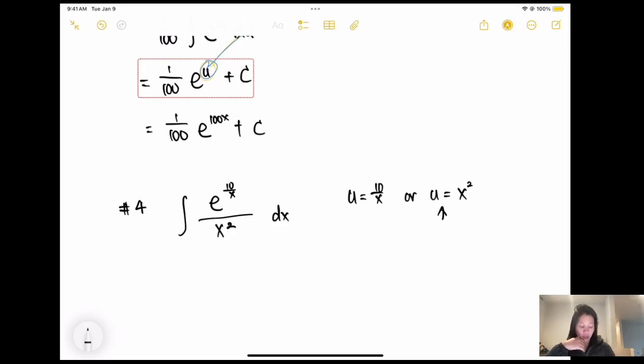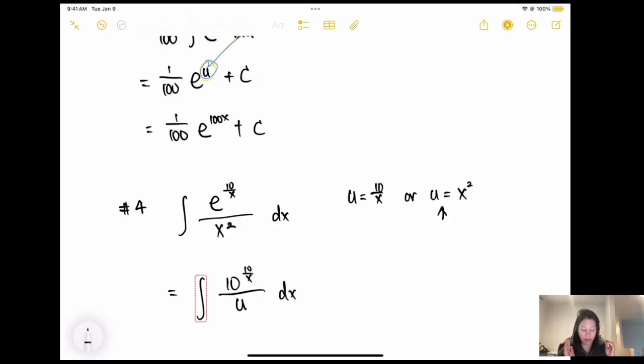Let's start with u equals x squared, because with u substitution, especially when it comes to a more complex function, there are multiple ways to solve it. It's not necessarily equal, but there must be some way that's easier than the other. Let's try u equals x squared. So I will have e to the 10 over u, du. Okay, that doesn't look like it simplifies anything, right? Because it still looks very complicated.